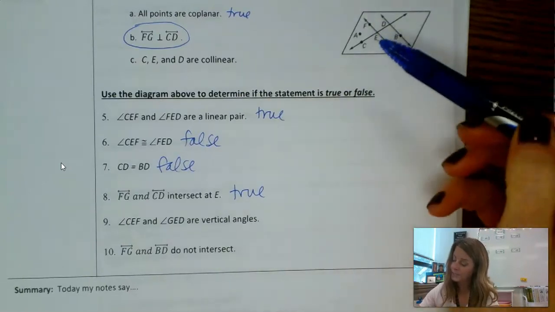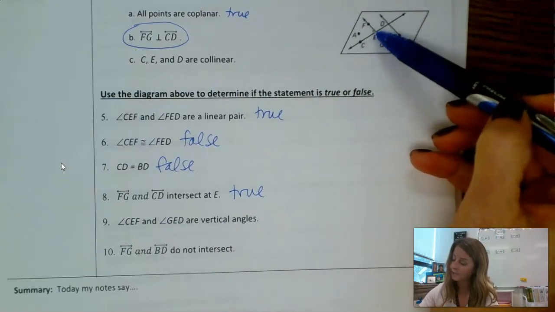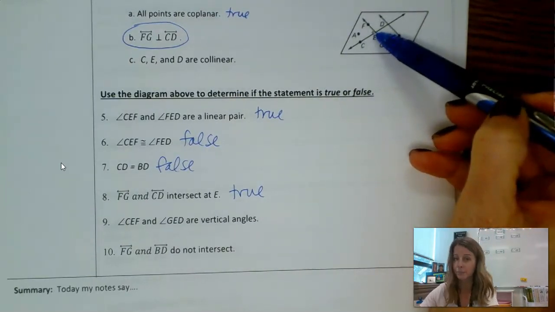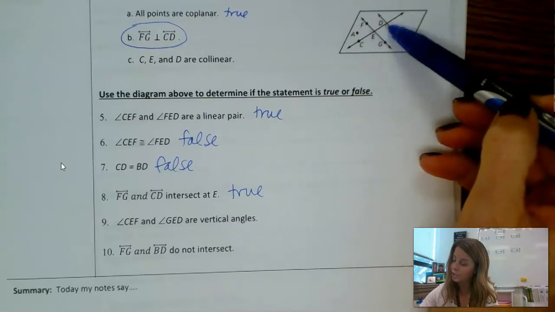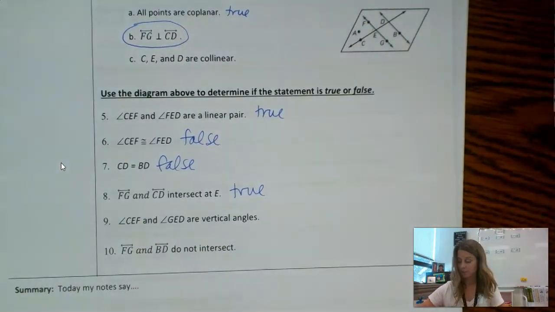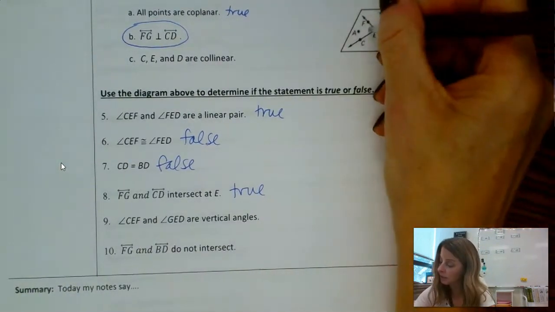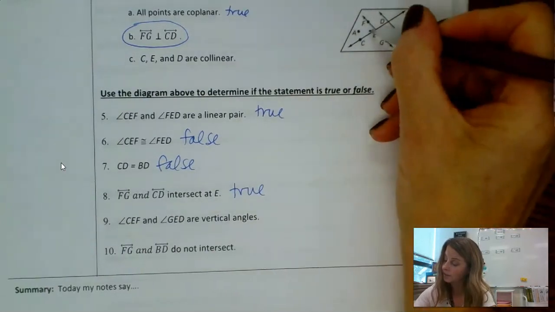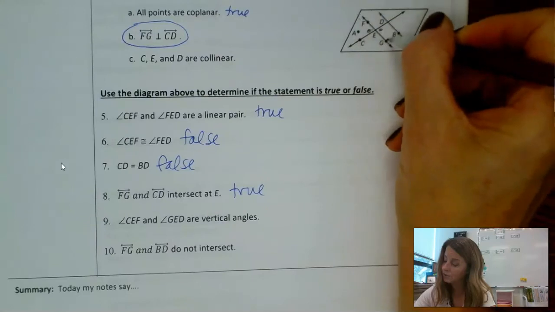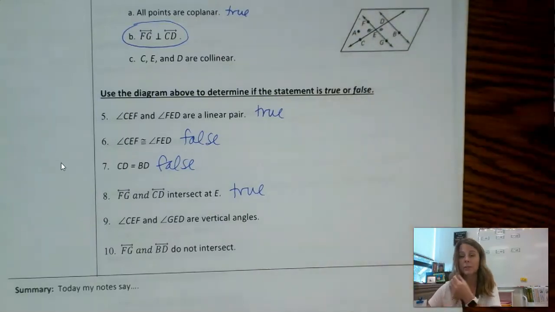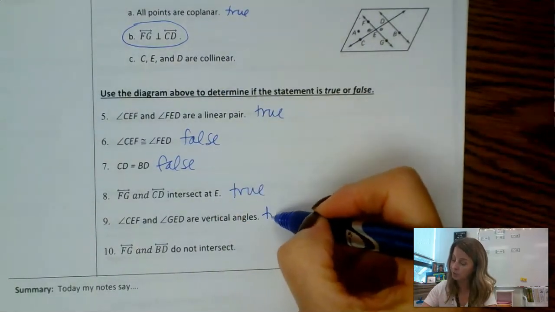True. CEF, so CEF right here, and I always go back to the vertex really with my pen or pencil. GED are vertical angles. Where's G at? GED. So I'm going to use my pencil so I can erase this. So we're looking at this angle right here and this angle right here. CEF, GED. Yes, those are vertical angles. Two intersecting lines and the angles across from each other.